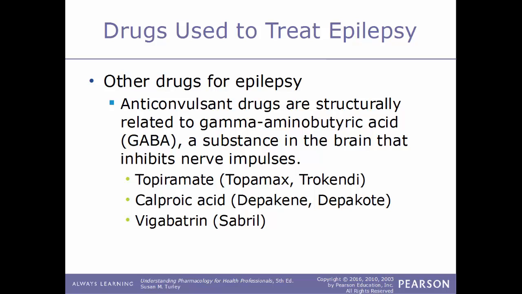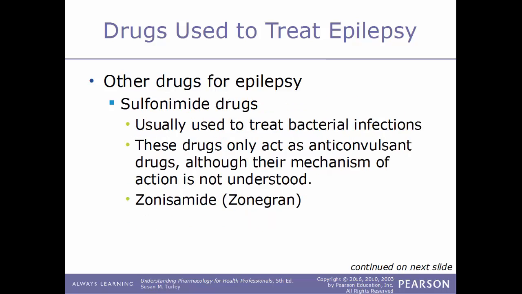and also vigabatrin, known by the trade name Sabril. Another type of drug used to treat epilepsy are sulfonamides. These are usually used to treat bacterial infections. And these drugs only act as an anticonvulsant drug, although how they work, the actual mechanism of action, is not fully understood. An example of a sulfonamide drug that could be used to treat epilepsy would be zonisamide, which is also known by its trade name Zonegran.